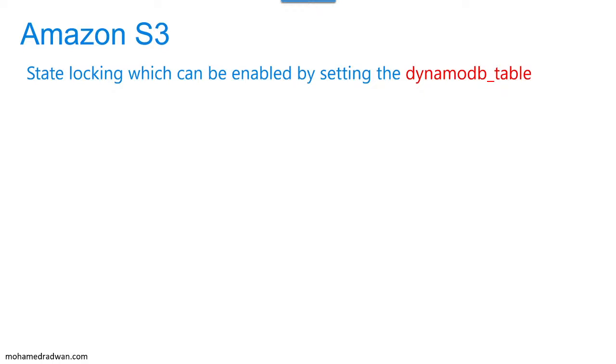By default, with Amazon S3, you just need to configure the locking. In Azure Storage, it is automatically configured. I will show you that in the demo.